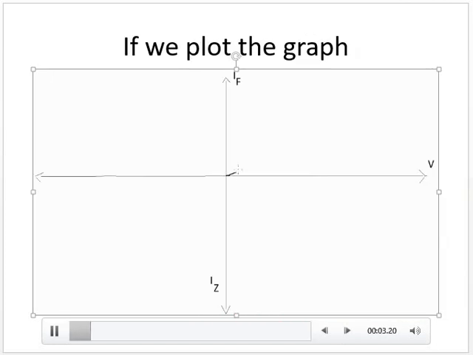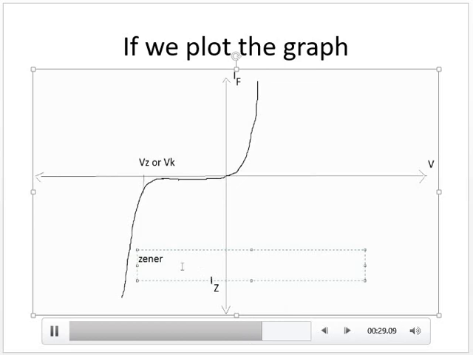And if we look at the graph, in the forward region it works just like a normal PN junction diode, so you won't find any difference. In the reverse region, it will provide some reverse saturation current, but then this Zener breakdown occurs, and here we are getting a high current. The voltage across this point, the Zener breakdown voltage, will remain almost constant, and we are getting a high flow of current. This current is generally denoted with IZ, and the Zener breakdown voltage is generally denoted with VZ or sometimes VK.